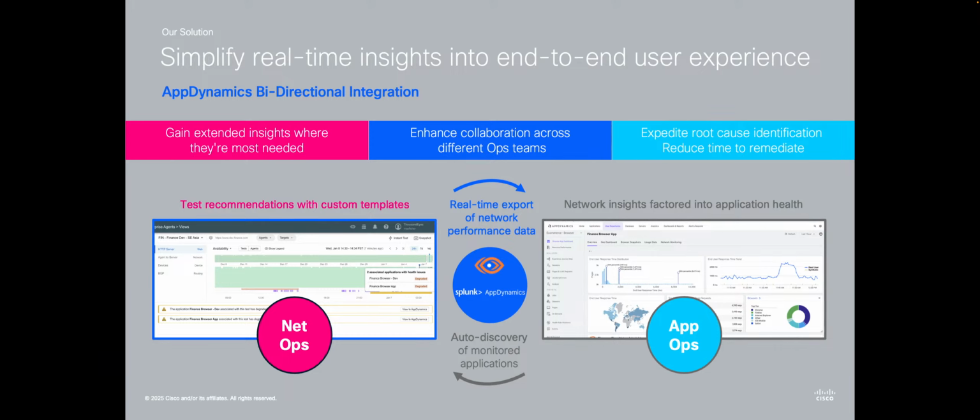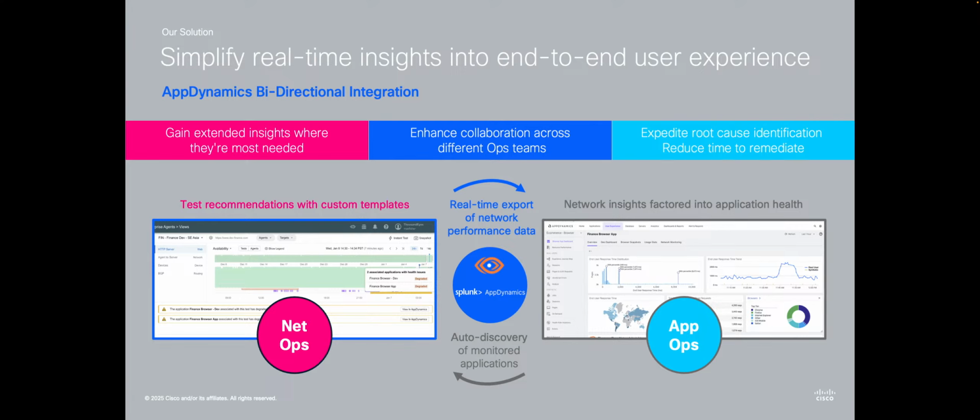So now, simplifying your real-time insights on your end-to-end user experience is very important. That's where we have the bidirectional integration. It's not just going from AppDynamics to ThousandEyes, it's also going from ThousandEyes back to AppDynamics. So you're able to go back and forth, use both tools, and start breaking down things that you wouldn't normally have so much visibility into, and you're not having to manually correlate all these things together.